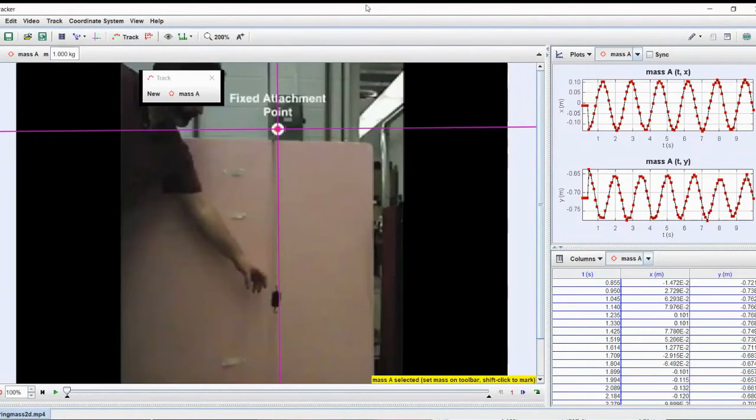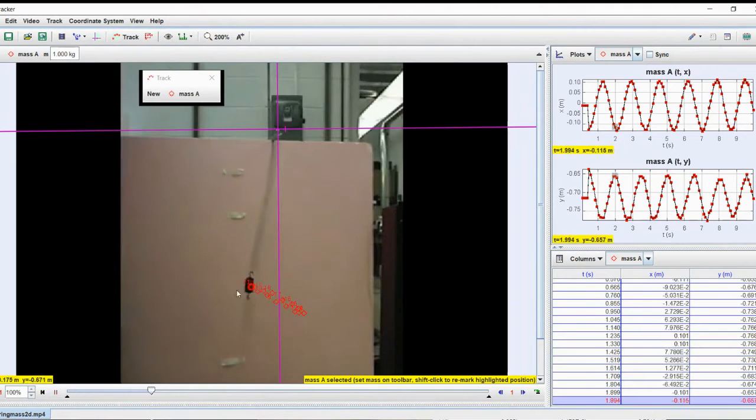All right, so here we can see that the origin is at the fixed attachment point and that the axes are slightly tilted. And then you can see when I press play that the motion starts with a velocity of 0 and it goes through the oscillations. And over here on the graphs, you can see those oscillations in the x and y directions.